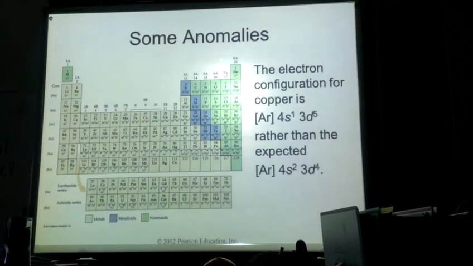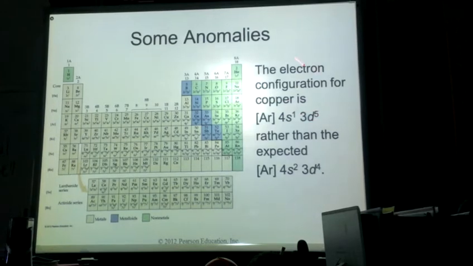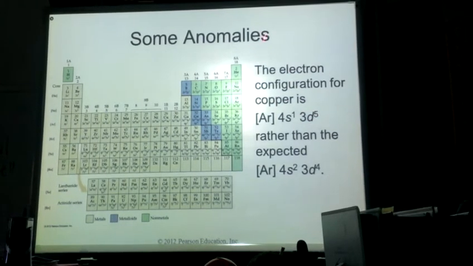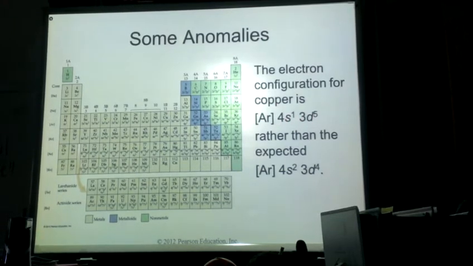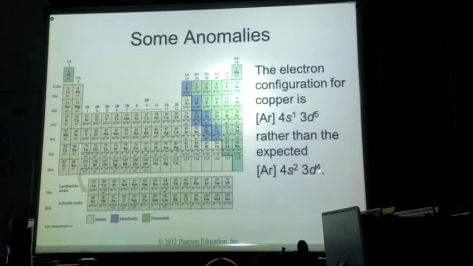And this should totally say the electron configuration for chromium. This should definitely not be for copper. So guys, can you change that for me in your notes? This should say the electron configuration for chromium is 4s1 3d5 rather than 4s2 3d4.